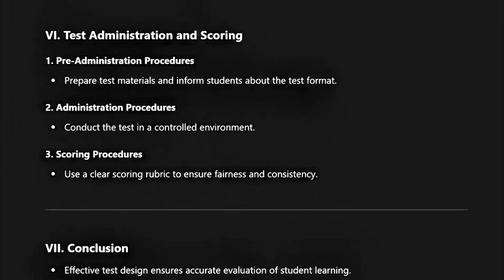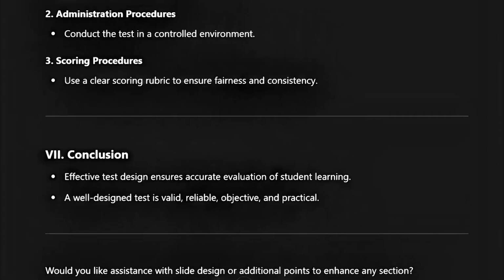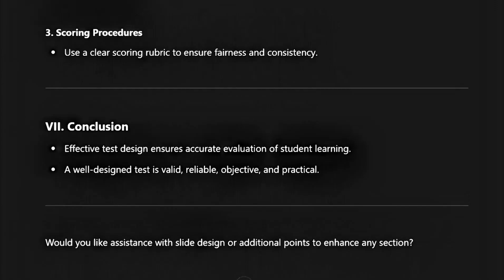VI. Test administration and scoring. 1. Pre-administration procedures: prepare test materials and inform students about the test format. 2. Administration procedures: conduct the test in a controlled environment. 3. Scoring procedures: use a clear scoring rubric to ensure fairness and consistency.